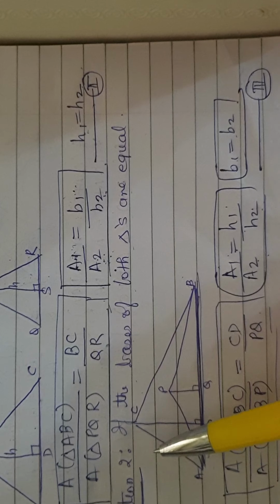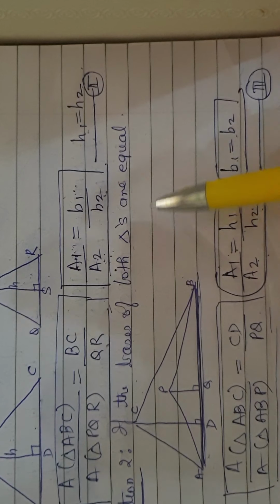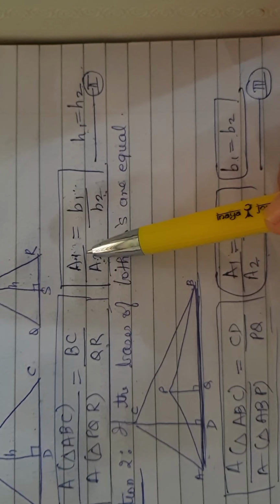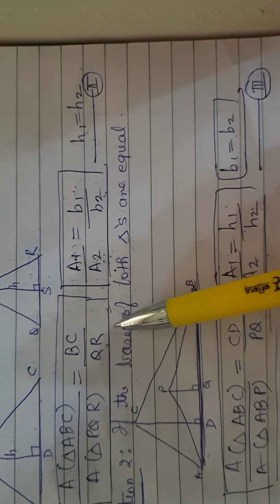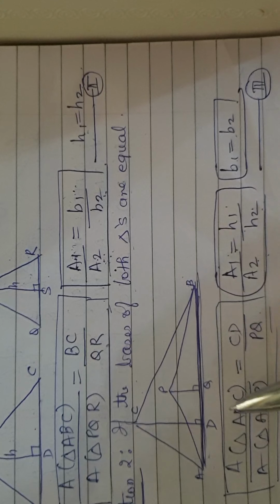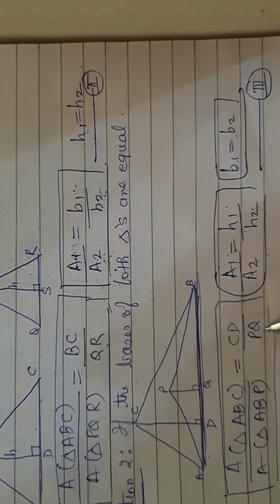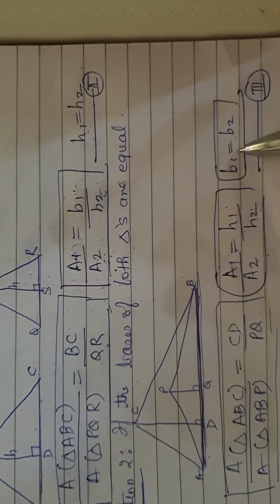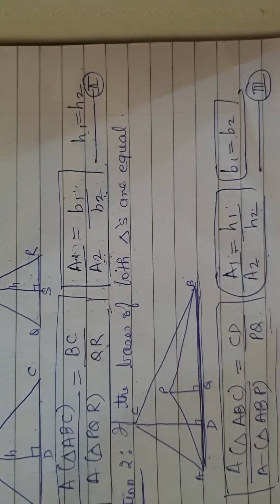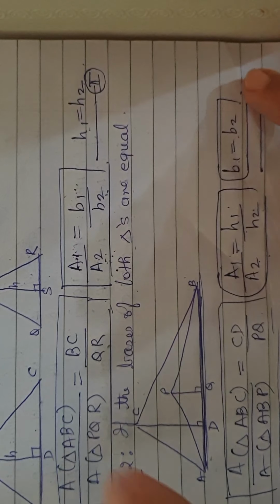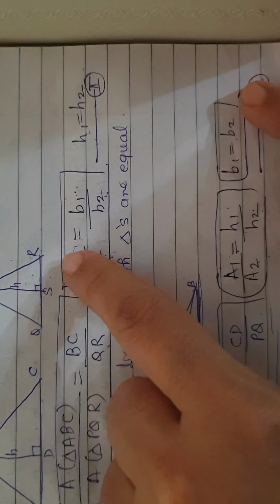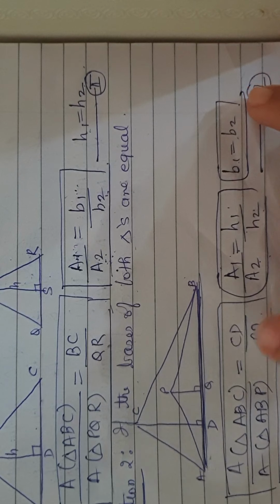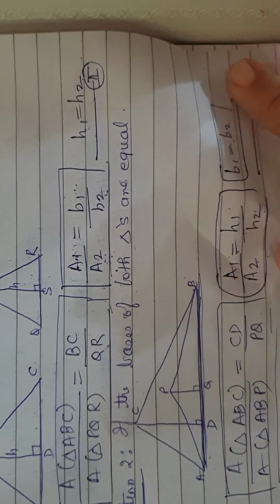Then you have a condition 2. What if the bases of both the triangles are the same? Just as you saw above that when heights are the same, areas are proportional to bases, in the same way, if the bases are the same, then the areas will be proportional to the heights. So A1 upon A2 will be H1 upon H2 if the bases are the same, if B1 is equal to B2. So remember this condition: when the heights are the same, areas are proportional to the bases. If the bases are the same, then areas are proportional to the heights. So I'll give you one activity there.